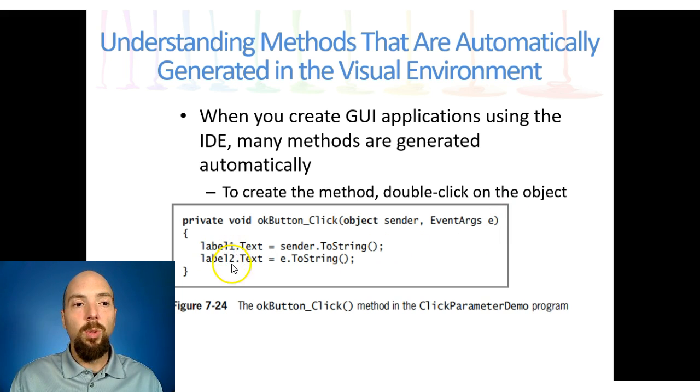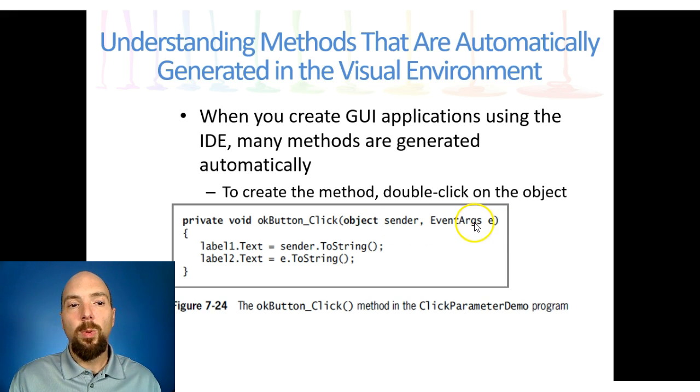And then we have two labels on the form that have text, and the first one is going to list the sender.ToString. What that does is whatever the sender was, remember, which is the button, would be written out as a string. And then our e is our event. And if you notice, we always have these that occur up here. Our object is sender, and then the EventArgs is e.